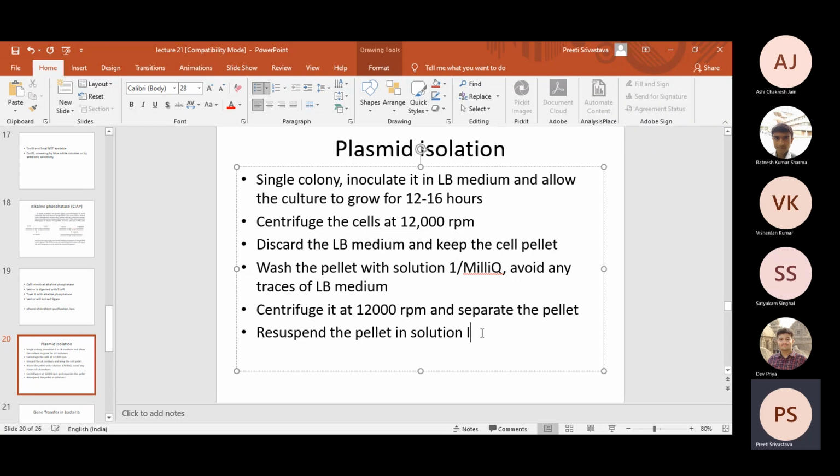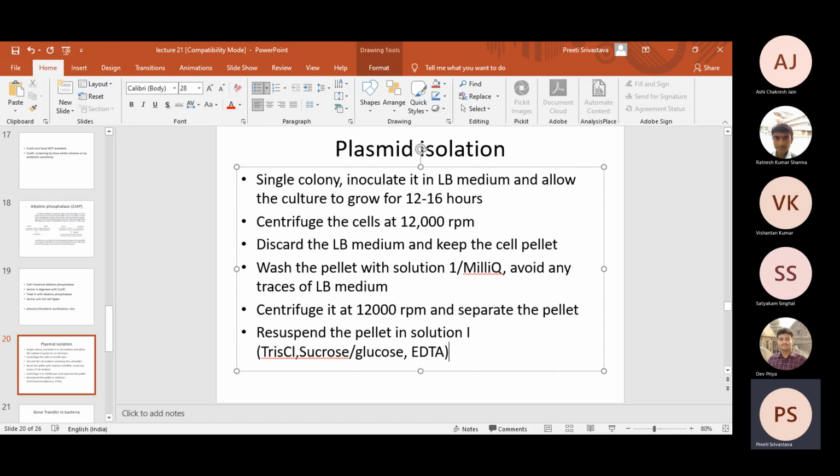If we have only 12 minutes, let me go over the protocol and then we'll come back to the composition. Okay, ma'am. Right. So resuspend the pellet in solution 1. This solution contains Tris-Cl, which is there for buffering action. It also contains sucrose or glucose depending upon the requirement. It often contains EDTA, right? So Tris-Cl, EDTA, sucrose or glucose.